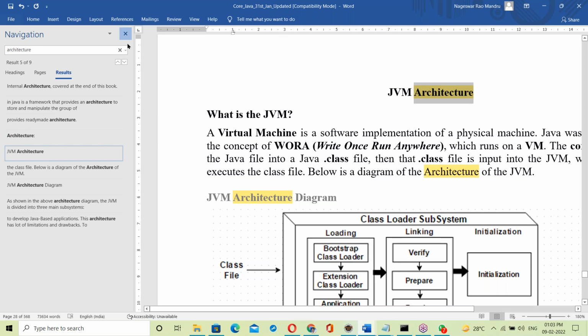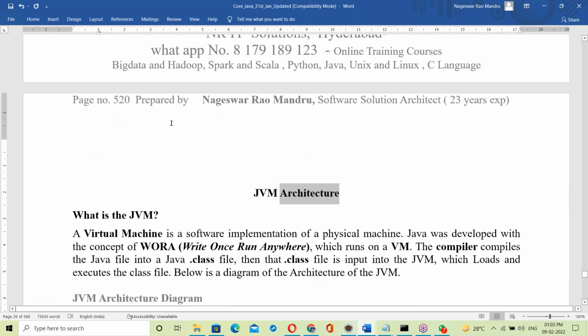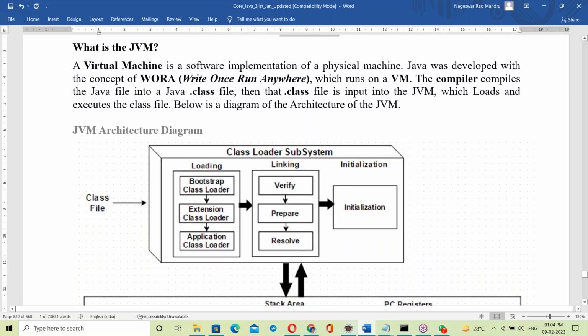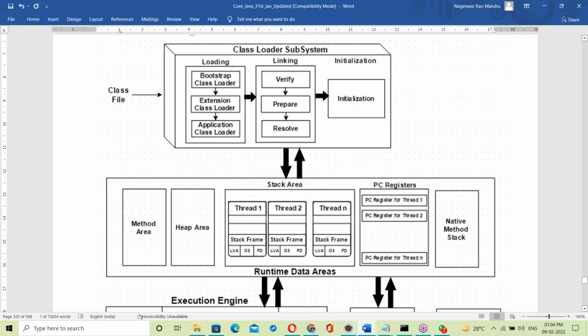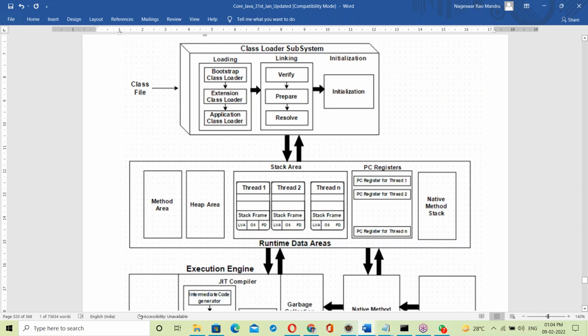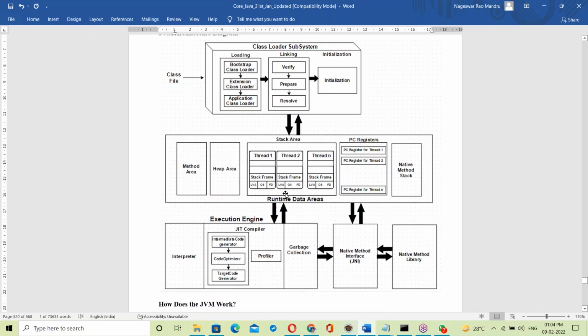Yeah, at the end, this is the internal architecture. It's on page number 520, almost at the end. If this is not the right time at the beginning, at the end I'll explain. These are diagrams from Sunsoft.